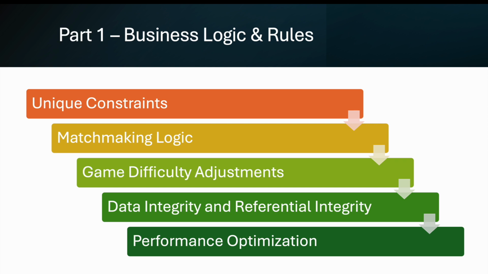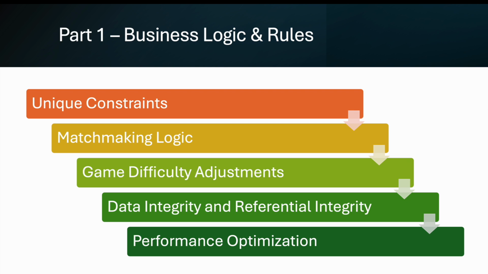The next point is game difficulty adjustments. There's a procedure for adjusting the prices of items based on average player feedback scores. If the average feedback score for an item is below 3, the item is reduced by 10%, reflecting a dynamic adjustment system that aims to balance the game's difficulty and player satisfaction.